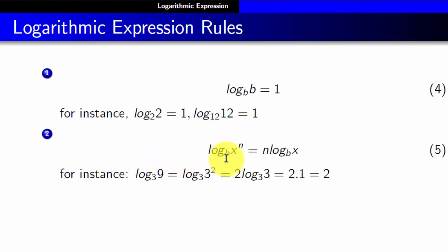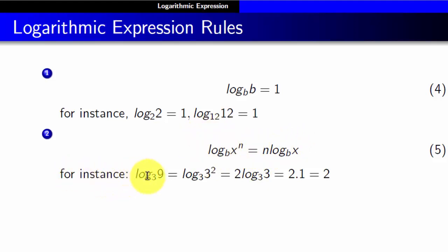Next, log base b of x to the power n. You see here guys, x has the power n. What we do with this n is move it to the front of the logarithm like this, and it is equal to n times the log base b of x. What we have done is, actually, we have moved this power from the x to the front of the logarithm.